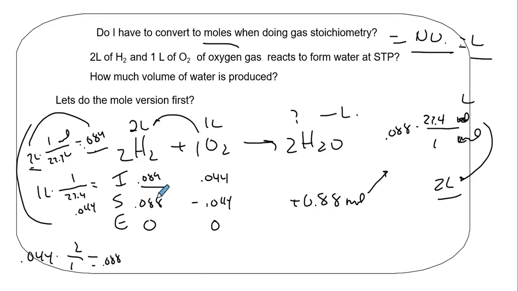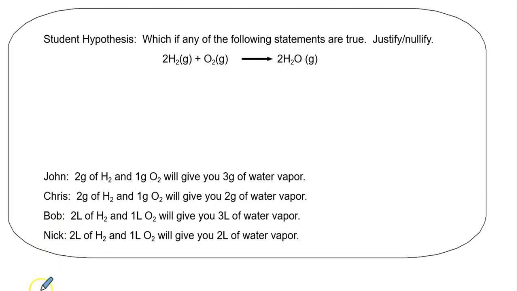Mass is not the same. This one's mass to mole ratio is different than that one's mass to mole ratio. If it's linear and consistent, you can use it. But as long as everything is in liters, you can stay in liters. So 20 liters of this and 10 liters of this would give me 20 liters of this, because we're all in gases. Here's another example, so I'll pause the video, try it out.